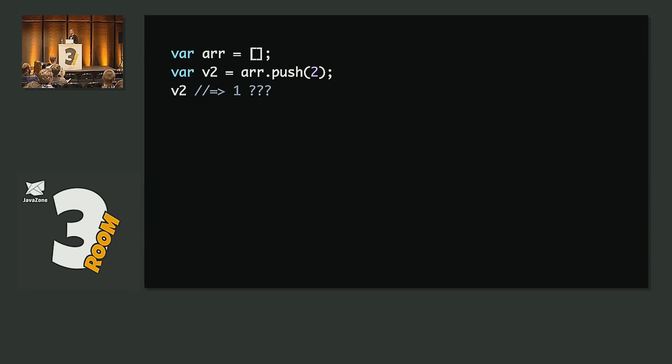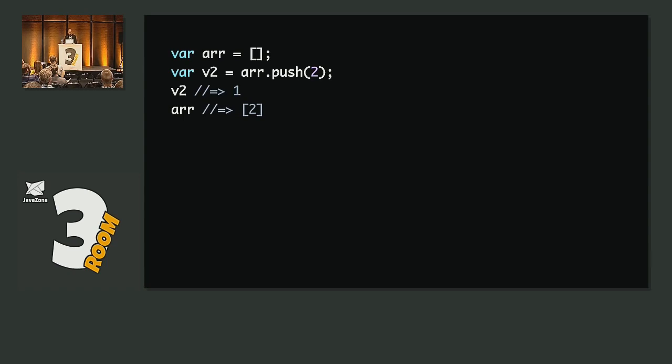It's 1. What does that mean? That is the new length of the mutated array. So the original array, the empty array, is now gone. We can never ever find it again. The original array has changed into something containing a 2, and the operation returned the new length.